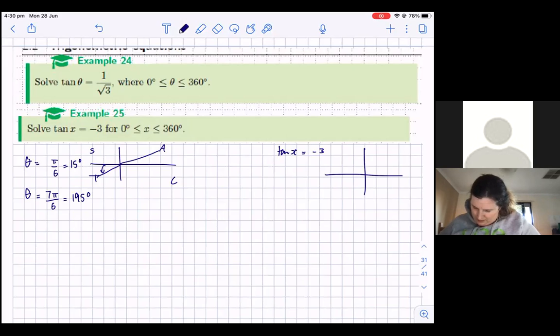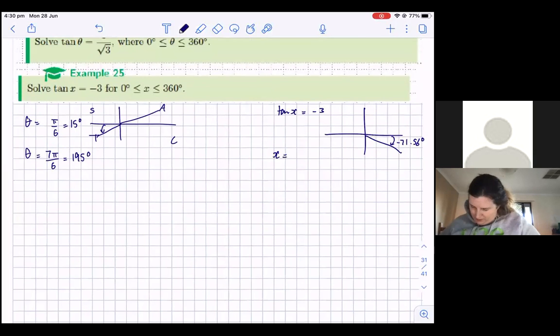So arctan -3, this one's not going to be as nice. So we've got -71.56 degrees. So that's 288.43 degrees. That's all the way around here. The other value that would give us a negative for tan is this one. So if we just subtract 180 from there, we'll find the other one, which is 108.43 degrees.